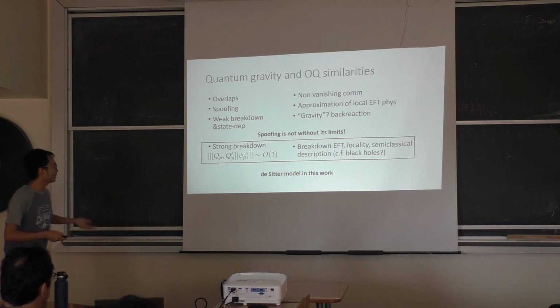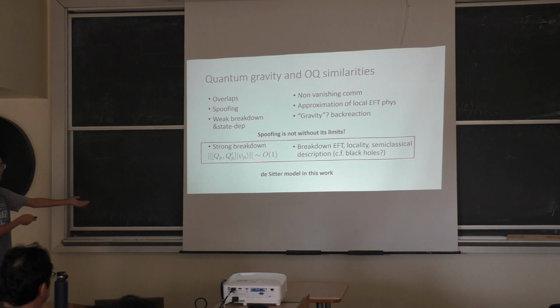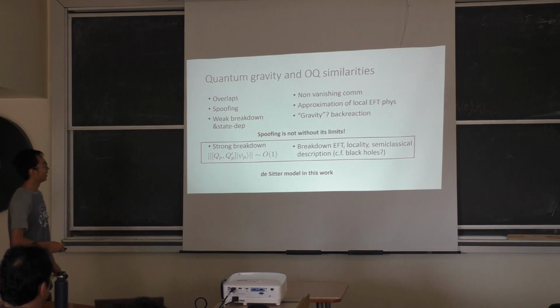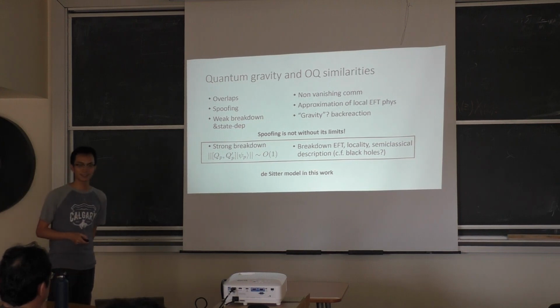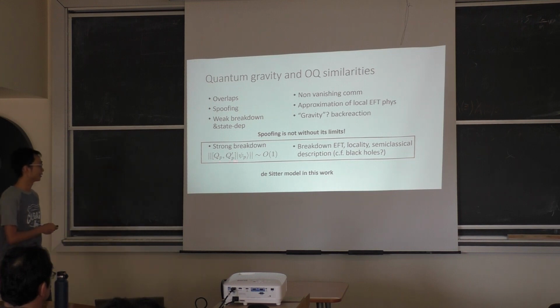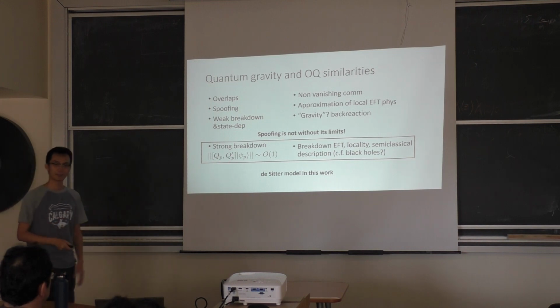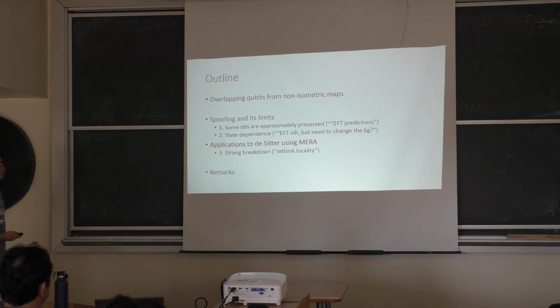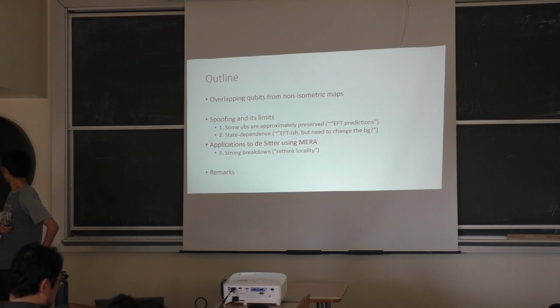But of course, spoofing is not without its limits. Eventually, you can have things that break down, where this becomes over one. So maybe that's what happens in black holes. But in this talk, we're going to focus on de Sitter space. At very late times in de Sitter space in this model, you will see that this quantity becomes over one. That's where there are strong breakdowns of this spoofing. So at that point, perhaps you want to rethink locality. Am I already over time?